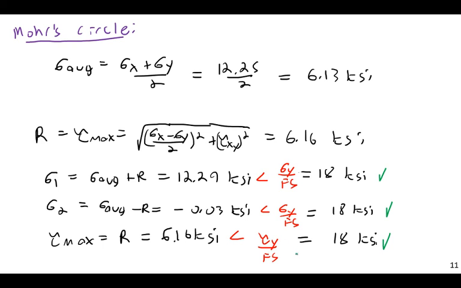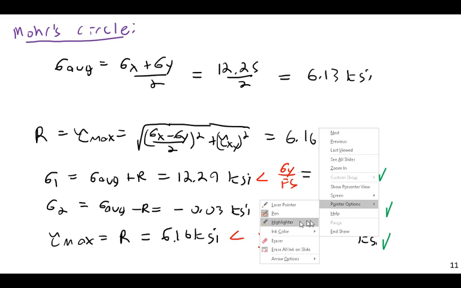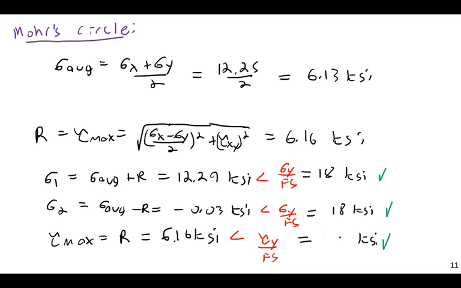Oh, sorry. Yes, 9. That's 9 KSI. Thank you. If I'm going to do this, let's do it right, with the right color. 9 KSI.